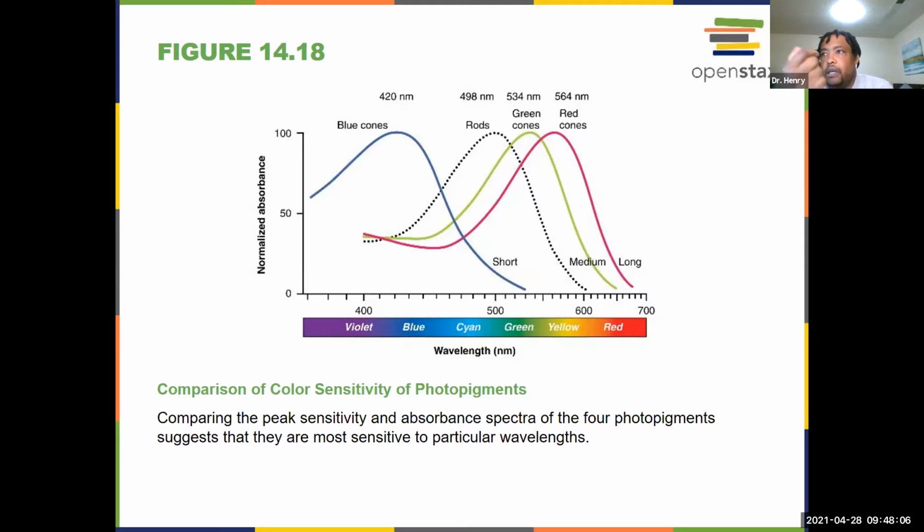Let me elaborate. There are three types of cone opsins. We're going to recognize red, blue, and green, and we're going to use the percentages to get those distinctions of all of the different colors.